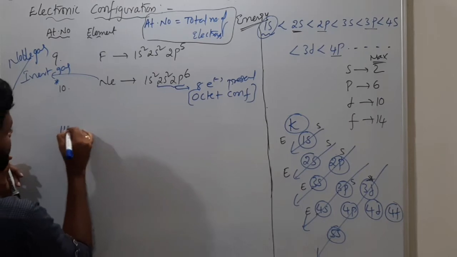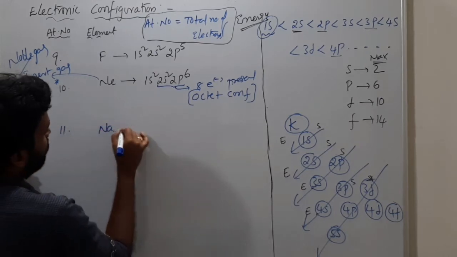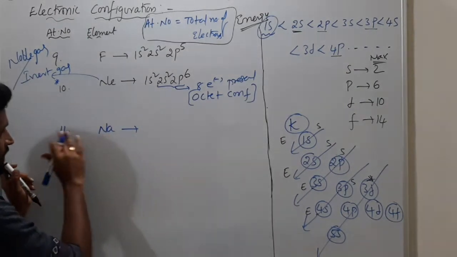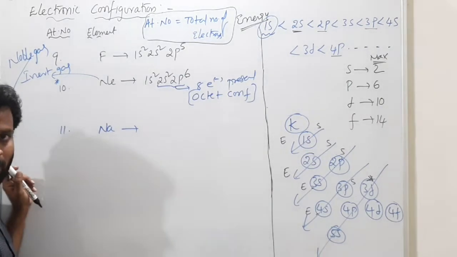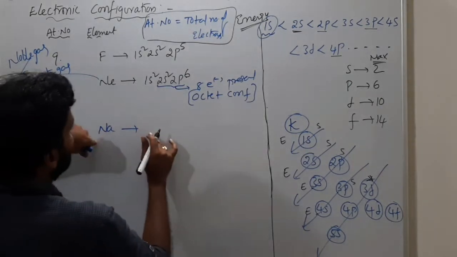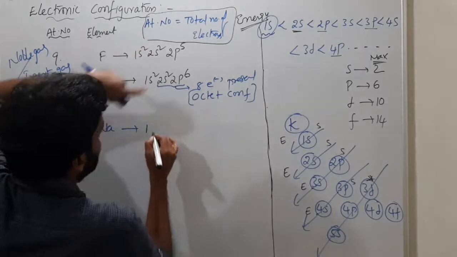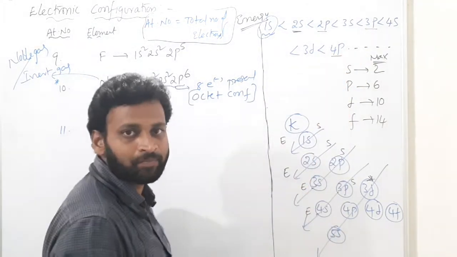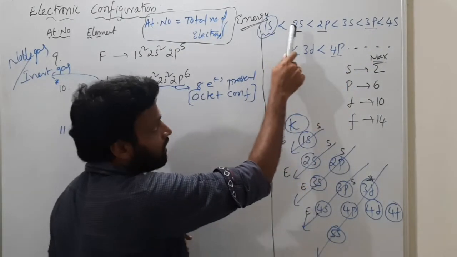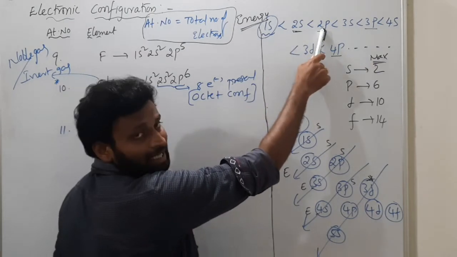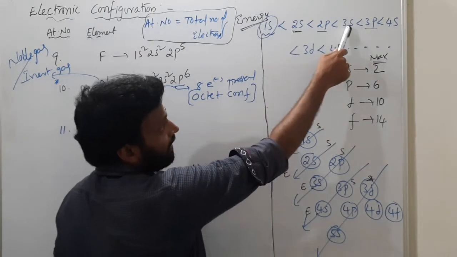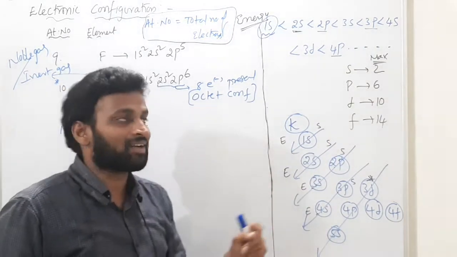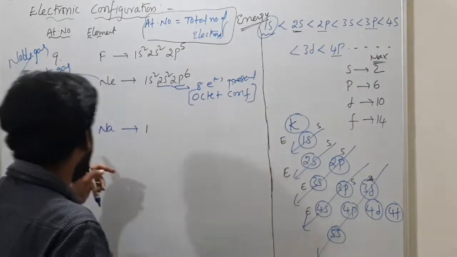Next, the 11th one is sodium. Sodium is the 11th element, atomic number 11, 11 electrons. How to fill? 2, 2, 6 and 1. Over. 11 electrons, you only classify 11 electrons. s can have 2, s can have 2, that's 4, p can have 6. So 4 plus 6 is 10, and the 11th electron enters into 3s. So the differentiating electron enters into 3s in sodium.